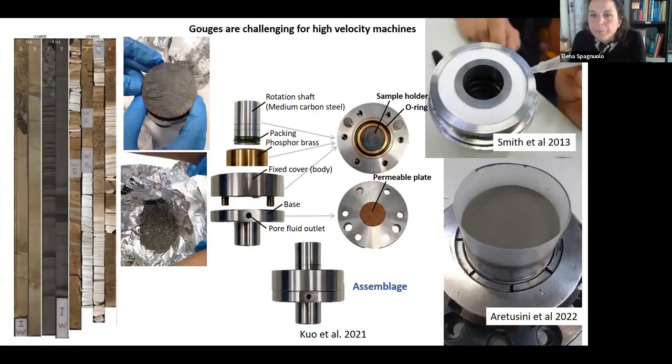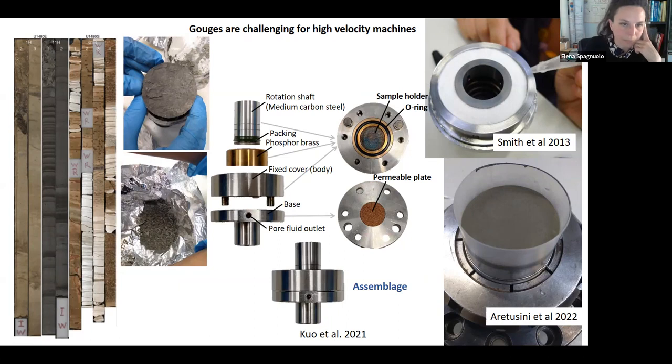I promised to talk of some limitations. In fact, one of the limitations is for sure the applied condition, because we are not able, for example, to apply temperature. Not all the machines can apply temperature, which is quite important. Some machines are limited in the normal load that we can apply and the effective normal load we can apply. So we cannot simulate the real depths of subduction earthquakes.